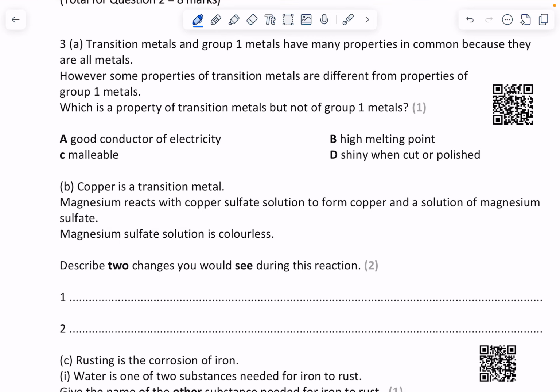Okay, so what is a property of a transition metal but not a group 1 metal? Now, again, core knowledge. Transition metals form coloured compounds, where group 1 are white, and transition metals have a higher melting point. So if we know that core knowledge, the only one that matches sensibly is option B.